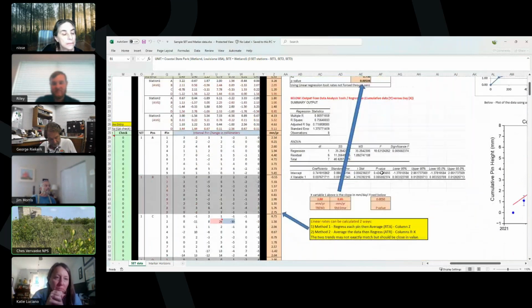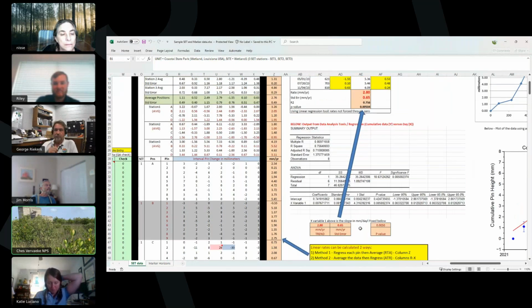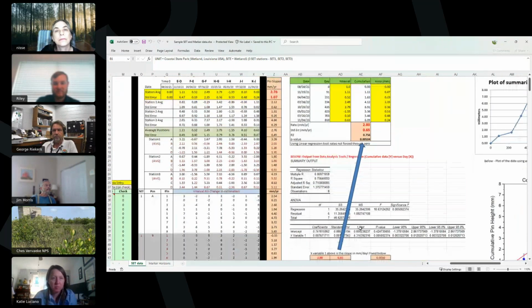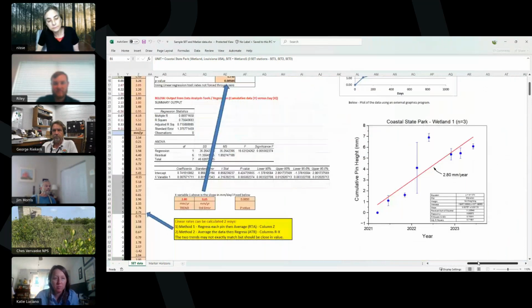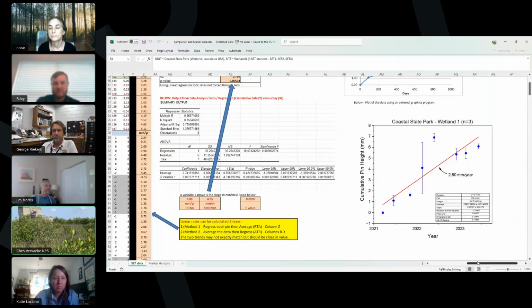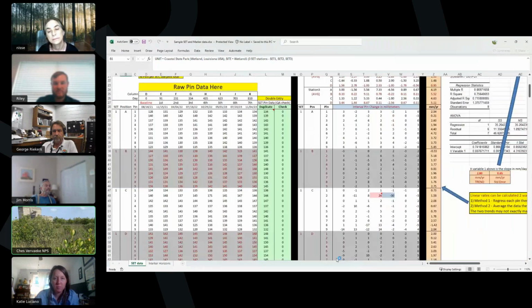And Jim Lynch has put some notations in here that you can kind of see how everything works out. And it's pretty handy. So there's that. Anybody have any questions on this particular spreadsheet?